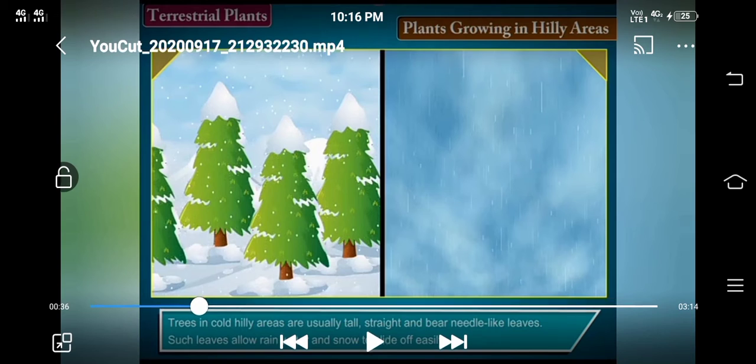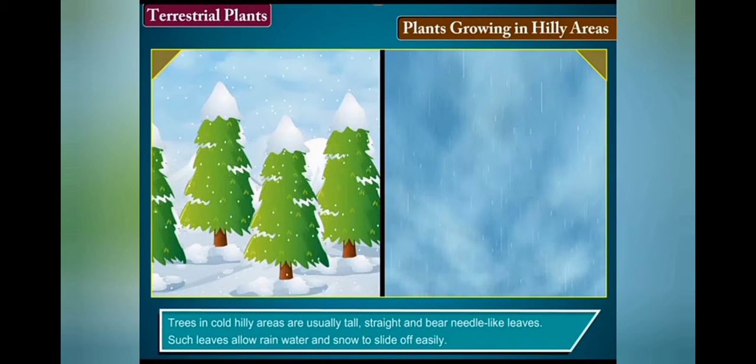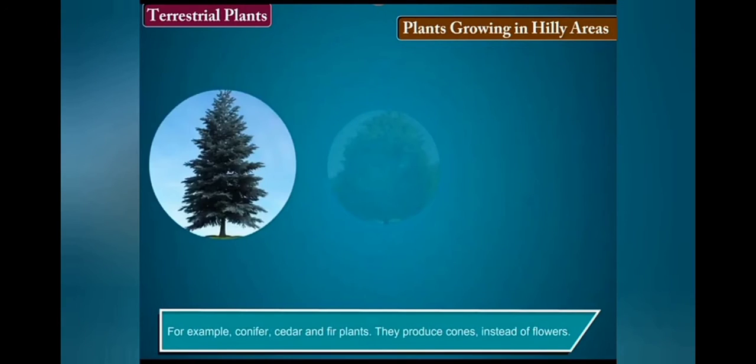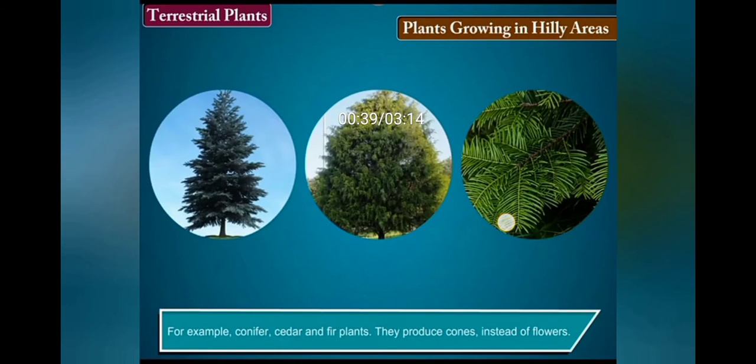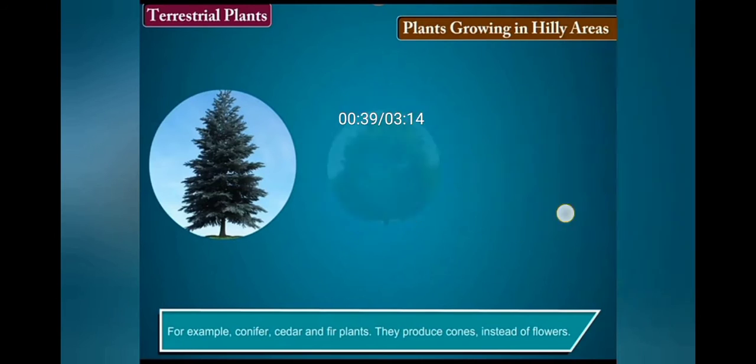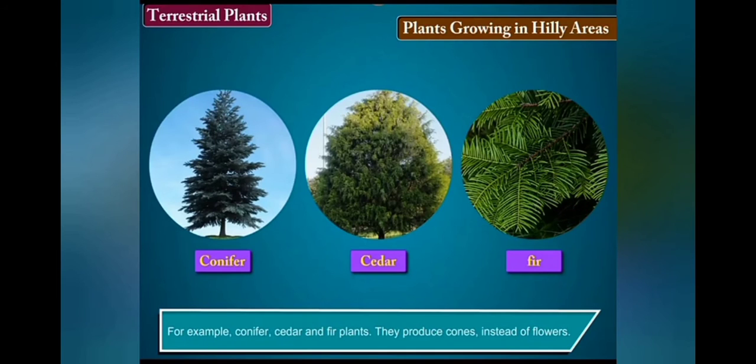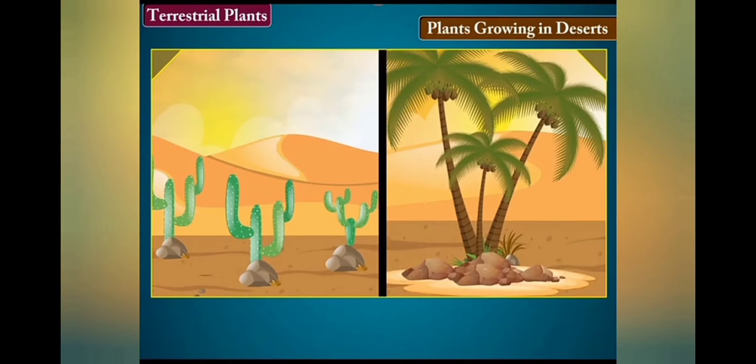So trees in cold areas are usually tall, straight and bear needle-like leaves. Such leaves allow rain and snow to slide off easily. For example, conifer, cedar and fir plants. These produce cones instead of flowers. So these are examples of terrestrial plants which grow in hilly areas, that is conifer, cedar and fir. You can see the picture of the plants.